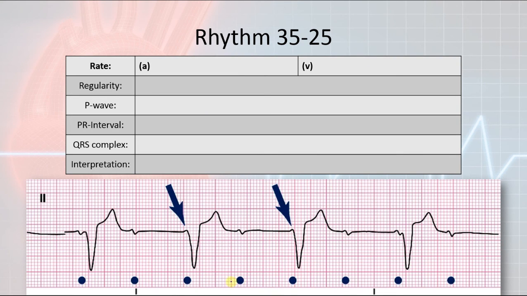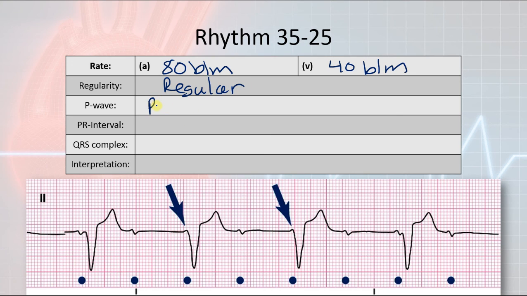Here, the book was nice enough to show us all of these atrial depolarizations down here. There's 8 of them, so 80 beats per minute. Ventricular rate is about 40 beats per minute. Regularity is going to be regular.